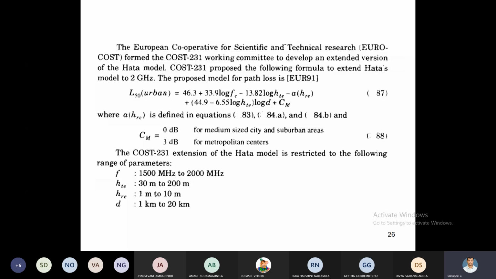Next method is the Wallfisch and Bertoni model. Based upon the names of the scientists, Wallfisch and Bertoni, it is called the Wallfisch and Bertoni model. Especially this model is useful for calculating path loss due to rooftops and building heights.